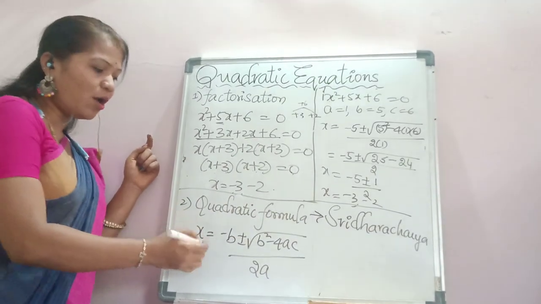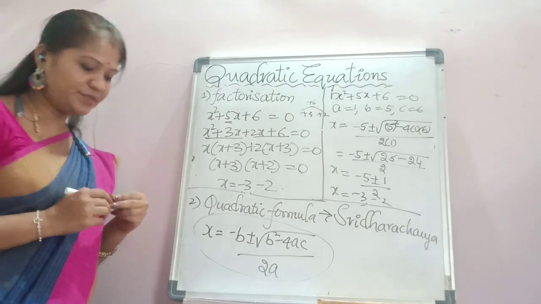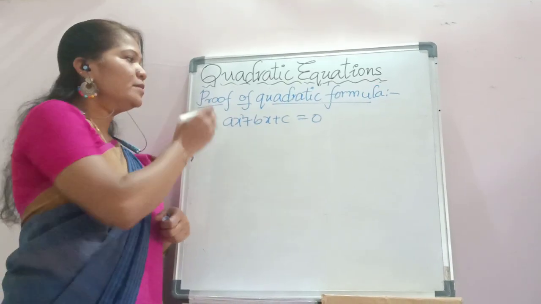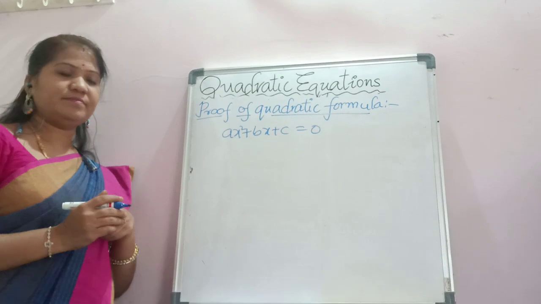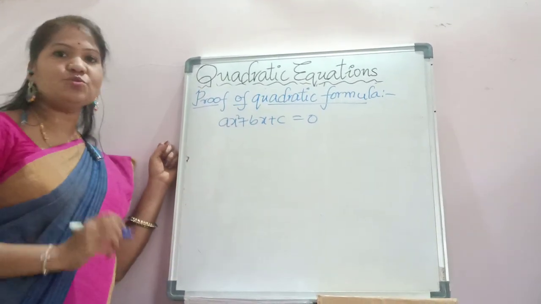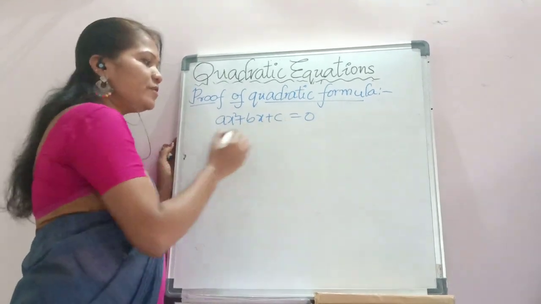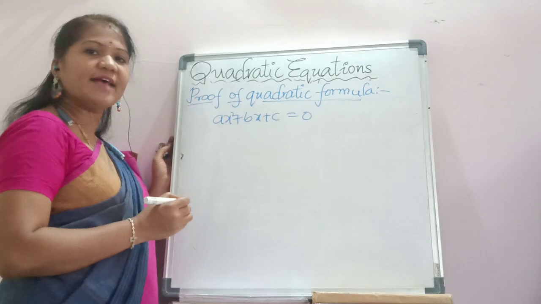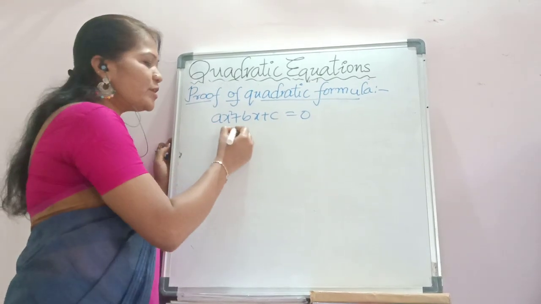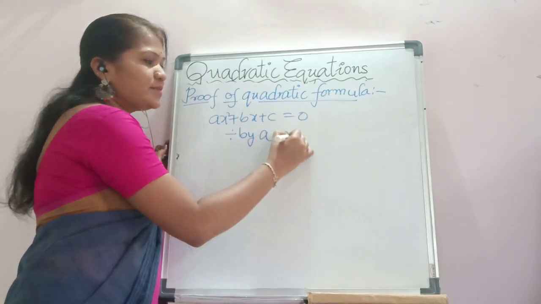Now let us know how we got this formula, the proof of this formula. The proof for this quadratic formula. What is the standard form? ax square plus bx plus c. This can be done in two ways. The first method I am telling you is to divide throughout the equation, making the x square coefficient 1, unity. So for that, what should I do? Divide throughout the equation by a on both sides.